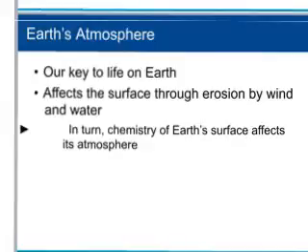So the Earth's atmosphere is not only necessary for life, but it's also related to the Earth's crust. The atmosphere affects the surface, or this crust. The Earth's atmosphere affects the crust through erosion by wind and water, and then in turn, the chemistry of the Earth's surface affects the composition of the atmosphere as well.